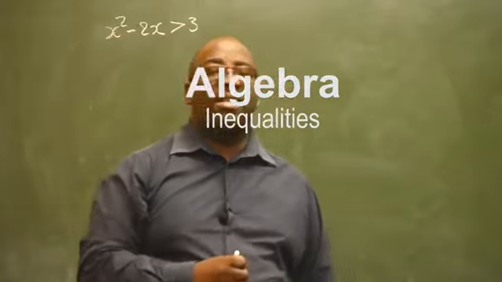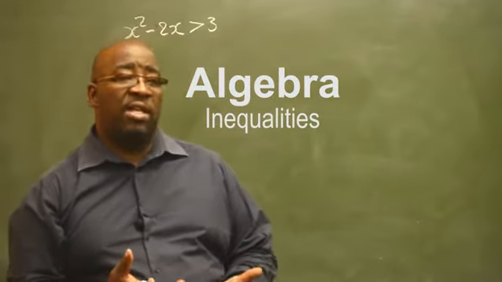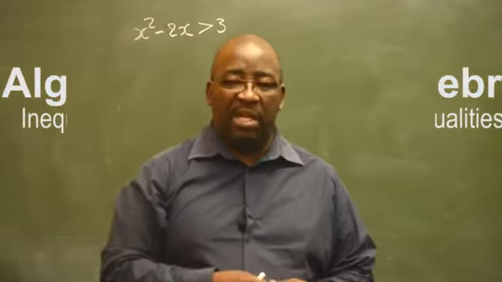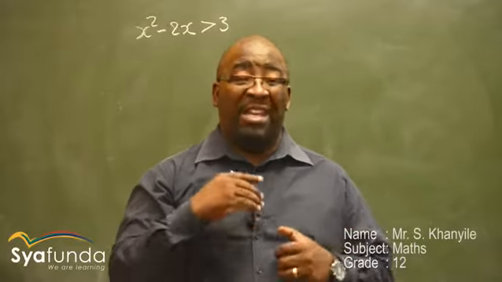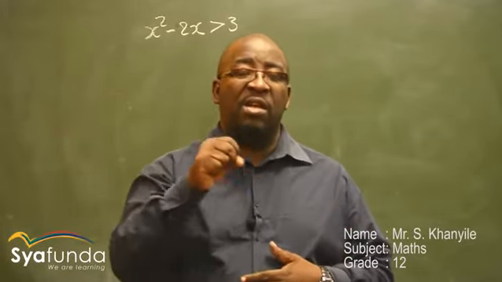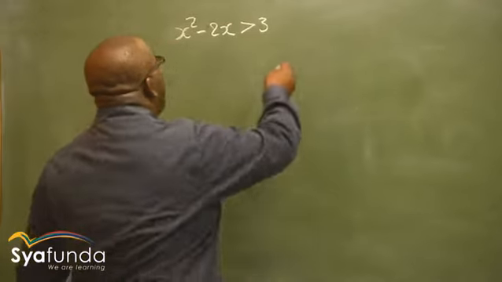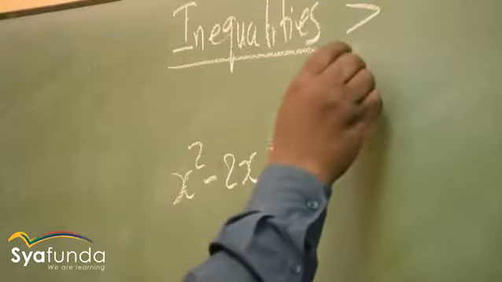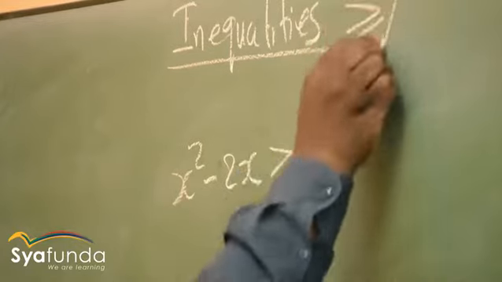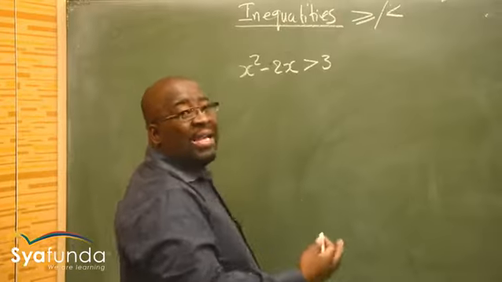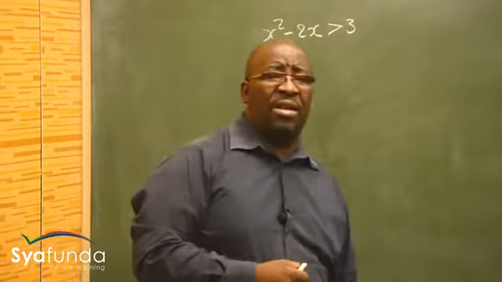The third part of algebra that I want us to look at today is called inequalities. This is not equations, but inequalities, where you replace the equal sign with an inequality sign. This is where we use signs like greater than, greater or equal to, less than, or less or equal to. These we call inequalities.